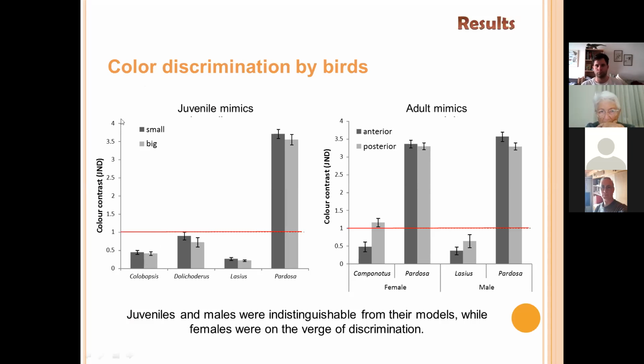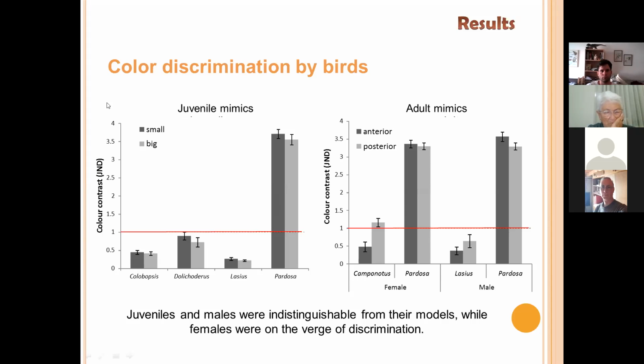If you look at the juveniles, actually I have to explain what the figure shows. So on the ordinates are color contrast values, which means how different is the mimic from the model in coloration only. Nothing else is considered here. And the bars are showing whether, if the bars are below the unity, that means the mimics are not distinguishable from the models. But if the bar is above the unity, like in this case, that means the birds can easily discriminate mimics from the models.